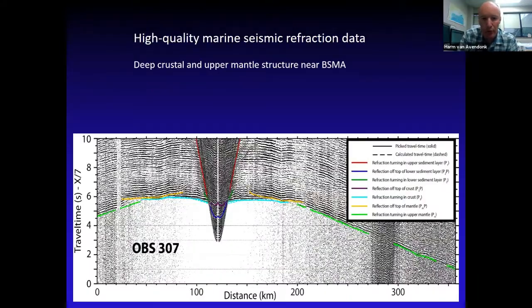Here you see an example of the ocean bottom seismometer data. This is really very high quality. The distances are very large. These are hundreds of kilometers over which we see crustal refractions, Moho reflections, and then very fast mantle seismic refractions as well. All these phases we again use in a reflection-refraction tomography scheme.